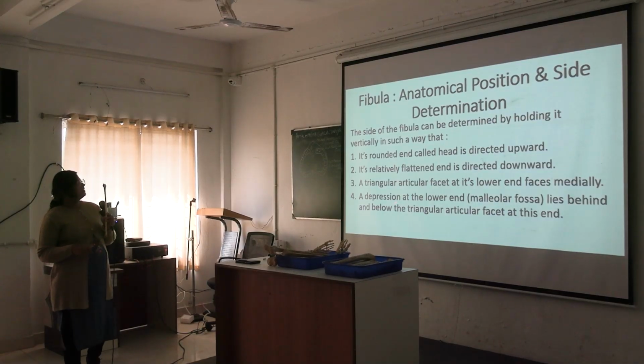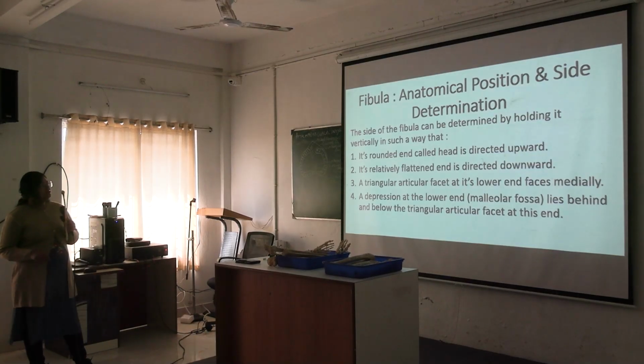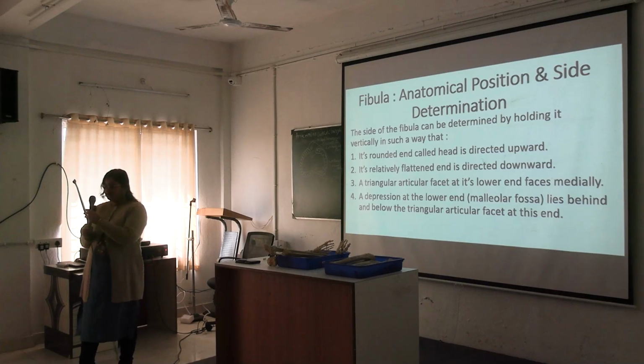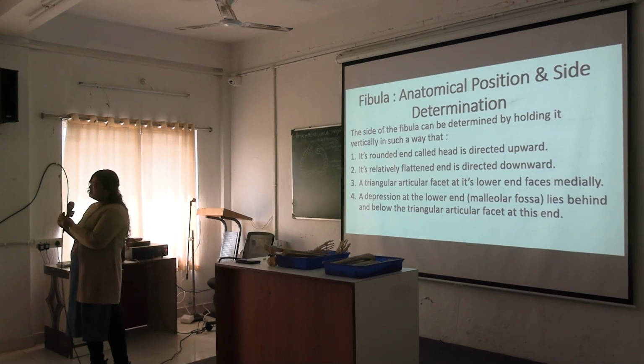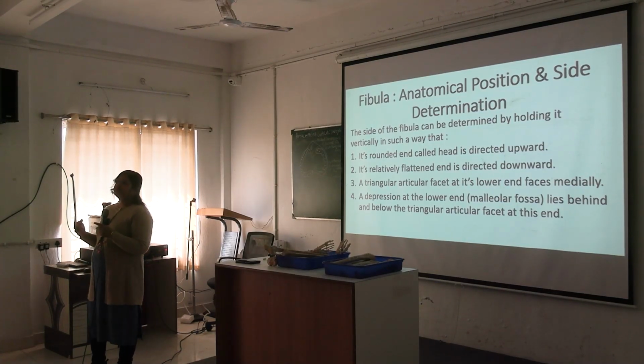Next, a depression at the lower end, known as the malleolar fossa, lies behind and below the triangular articular facet at this lower end. So this malleolar fossa is below and behind this triangular articular facet. If you follow all these points, it will be placed in the anatomical position.